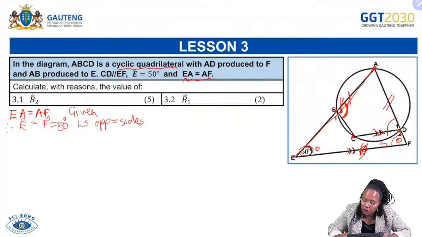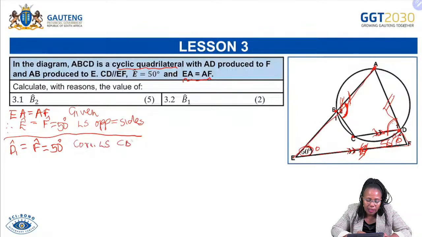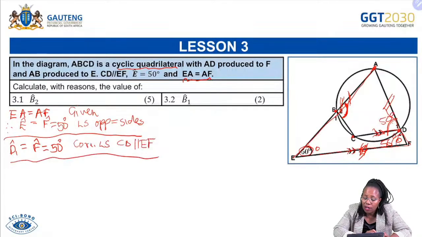So this will also be 50 degrees. And now this takes us to D1. D1 is equal to angle F, which equals 50 degrees. Why? Because of the corresponding angles, there's the F shape here. Then the angles below that are equal. Therefore, they are corresponding angles between parallel lines CD parallel to EF. This is also 50. And from here, we can now calculate B2.